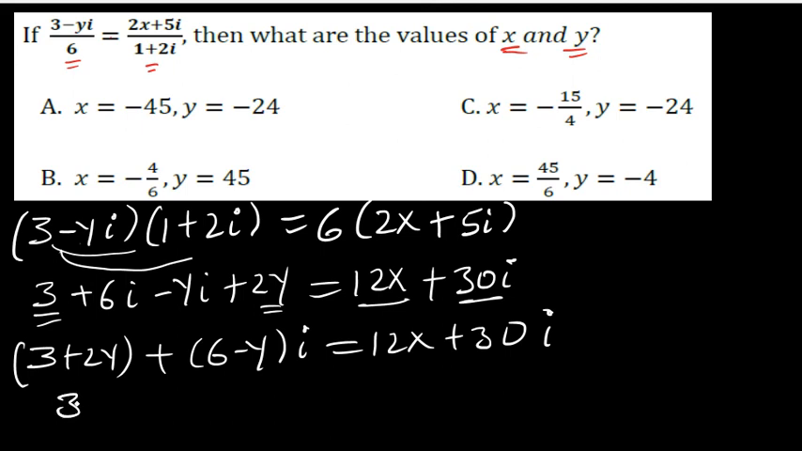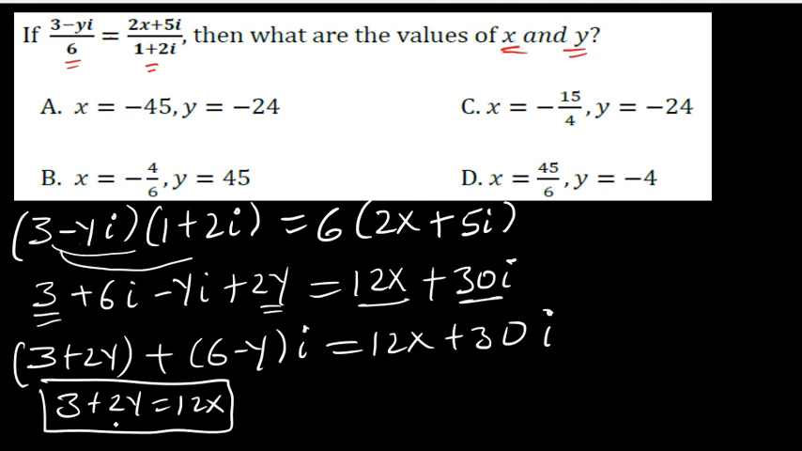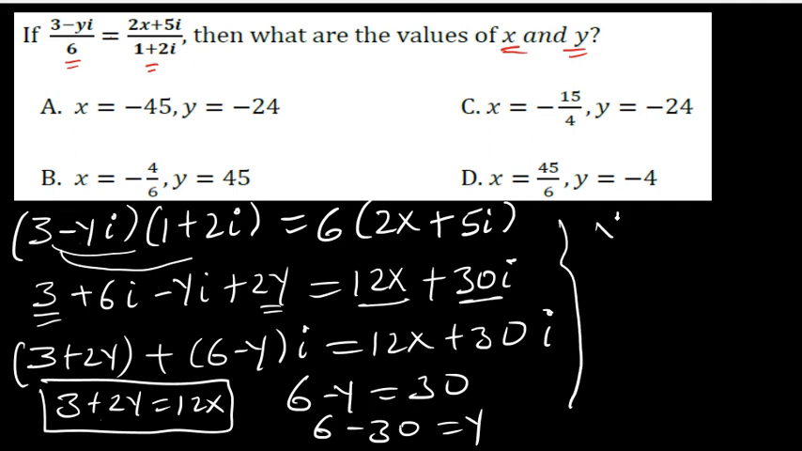So 3 plus 2y is equal to 12x, one equation. Here there are two variables, y and x, so we cannot solve. The other one, 6 minus y is equal to 30. Here we can solve for y. Shift the y, bring the 30 here. 6 minus 30 is equal to y. That means the y value will be negative 24.